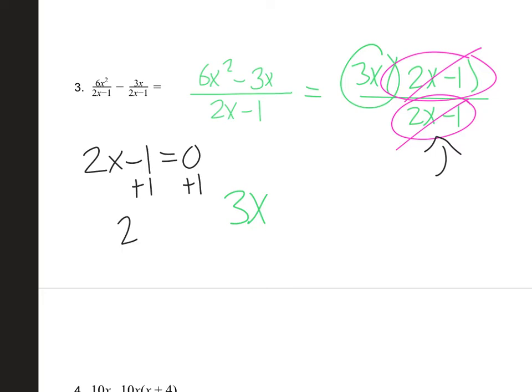So I get 2x equals 1. I've got to divide by 2, and I get that x equals 1/2. So when x equals 1/2, this function will not exist. Right? When x equals 1/2 and I put that in here, that's going to give me something over 0, and that's not okay. So that must be a restriction on my domain here.